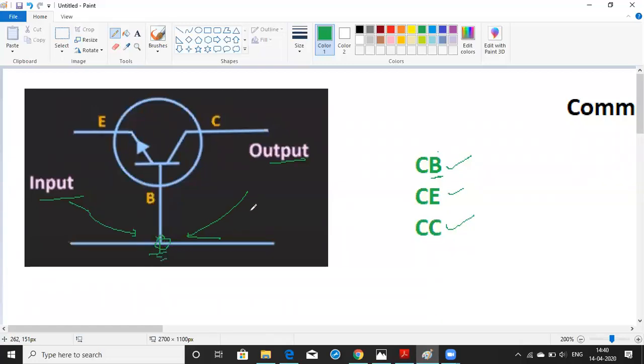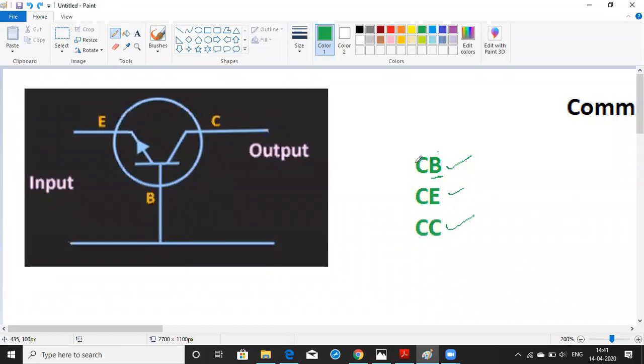So this is called the common base configuration. In tomorrow's session we'll discuss common emitter, where the emitter is common for input and output, and obviously the common collector also. So let us discuss the common base configuration.